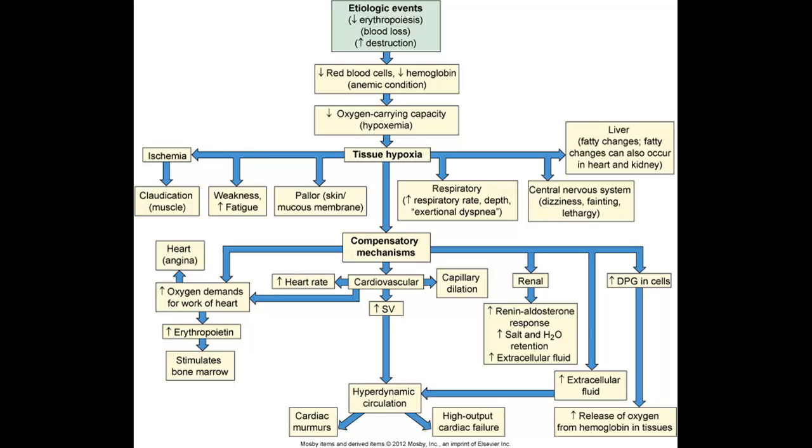Now, if the heart's already compromised in some way, that could really be a problem. That could really lead to the patient developing things like angina and other kinds of cardiac problems. So that could really be a problem for a patient.